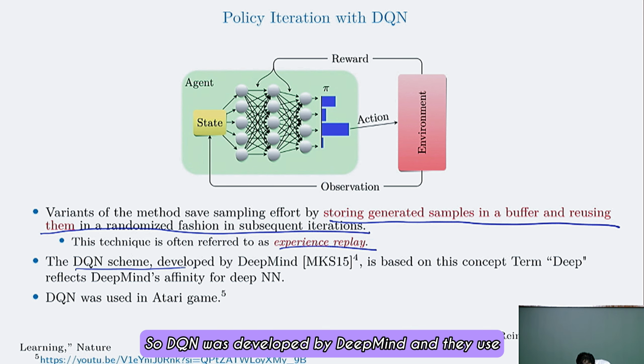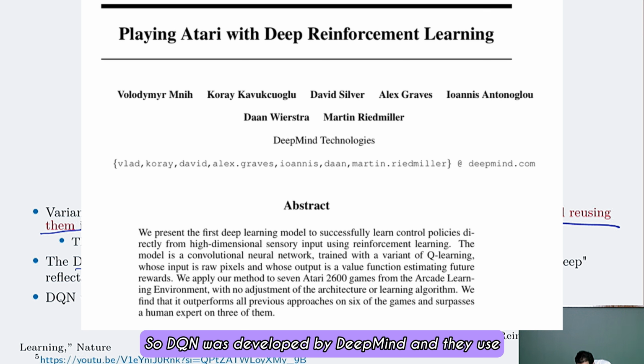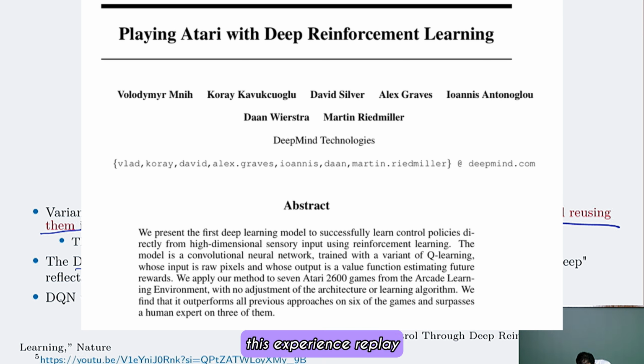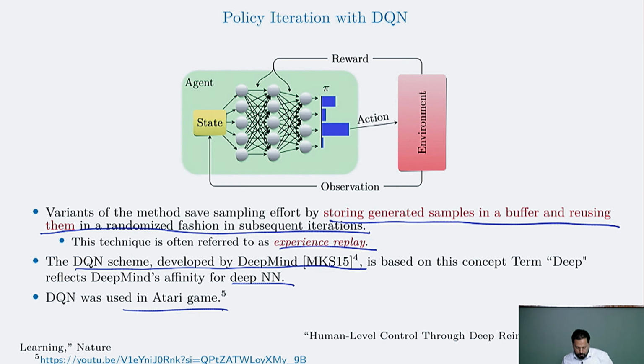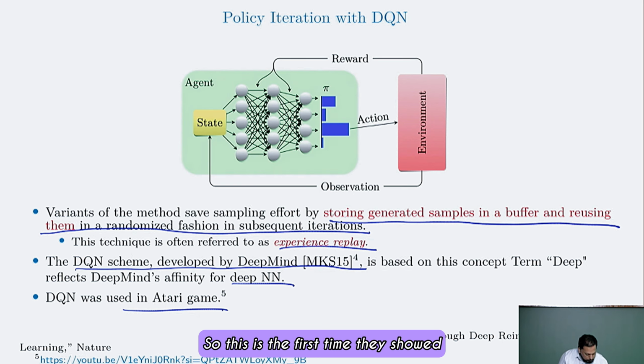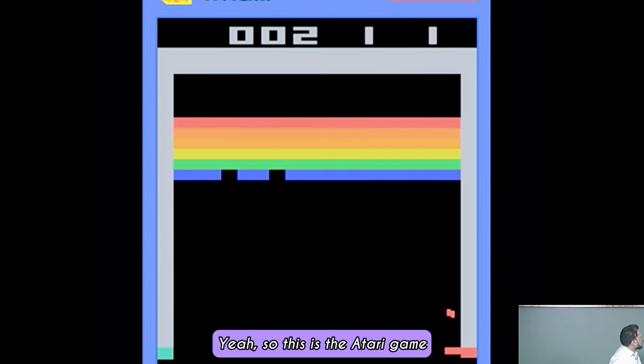So DQN was developed by DeepMind, and they used this experience replay, and they also showed it on an Atari game. This is the first time they showed how DQN can be used in an Atari game. So this is the Atari game. I think most of you know this.